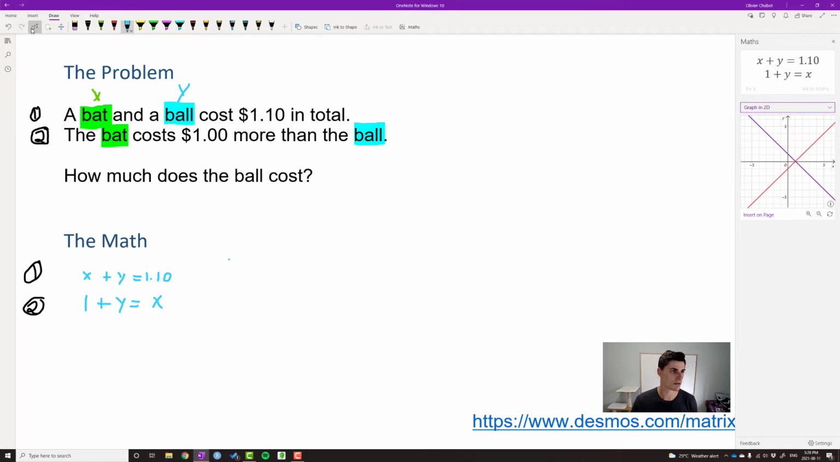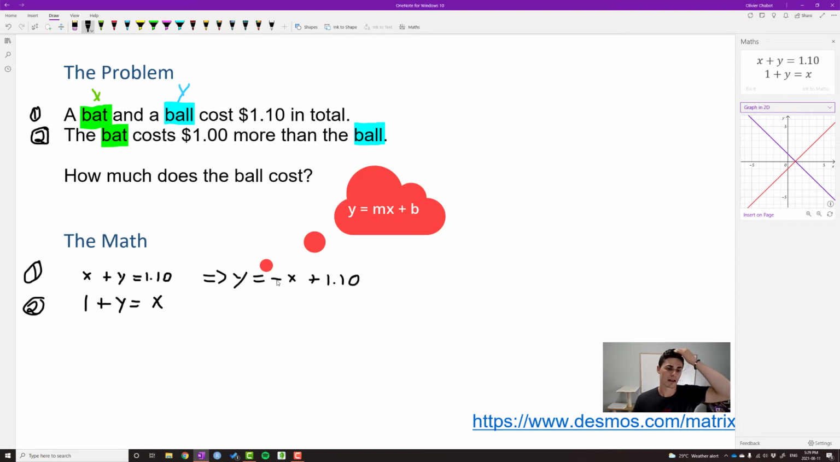Oops, let me just select here, undo. And we could rearrange the equation to solve for y, because that's the typical y equals mx plus b format. So I'll have y equals minus x plus 1.10. So the first equation is essentially telling me we have a slope of -1 and a y-intercept of 1.10, okay?